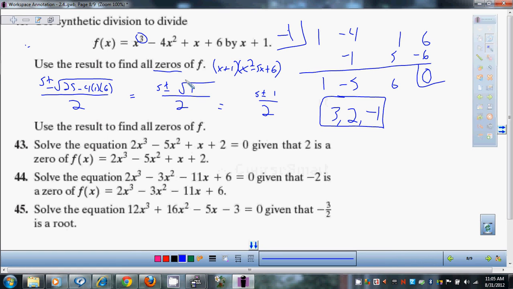and now you could graph it if I asked you to. That's the point of all this.